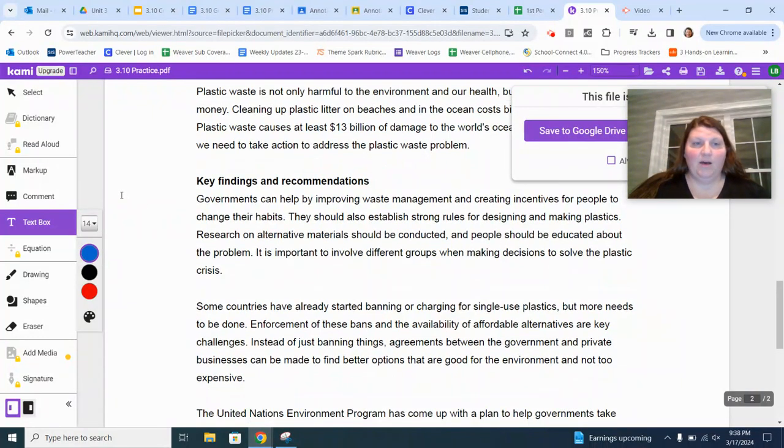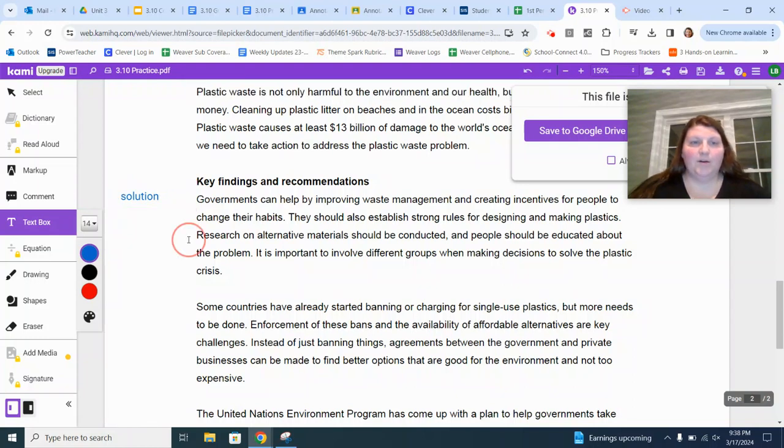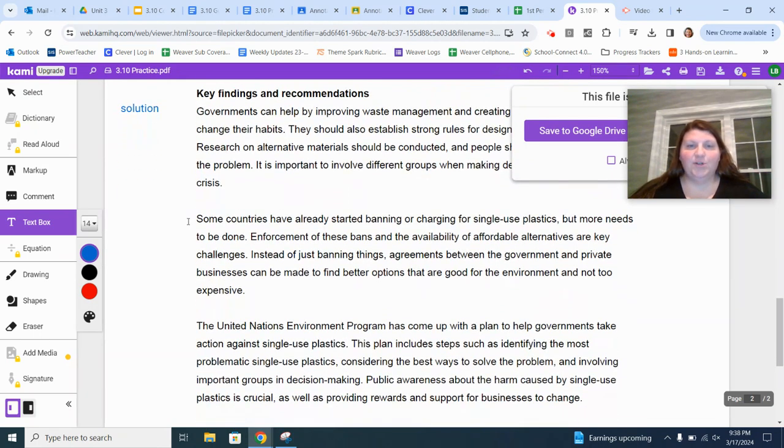So here we have a solution. The writer is presenting different ways that the problem can be solved. And then we continue here. Some countries have already started banning or charging for single use plastics, but more needs to be done. Enforcement of these bans and the availability of affordable alternatives are key challenges. Instead of just banning things, agreements between the government and private businesses can be made to find better options that are good for the environment and not too expensive.